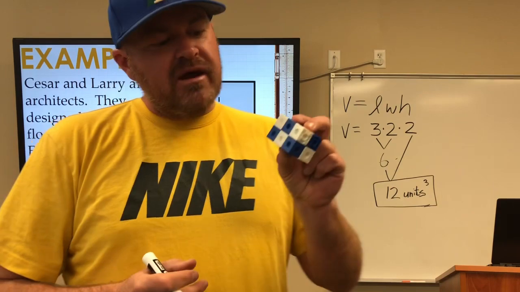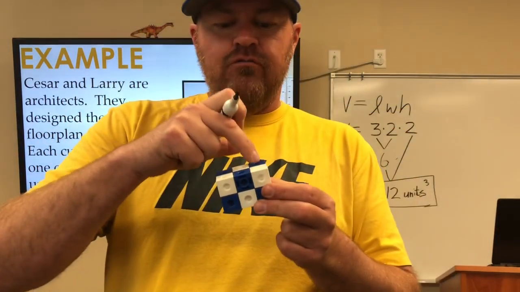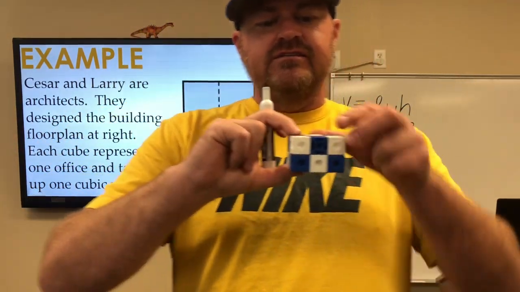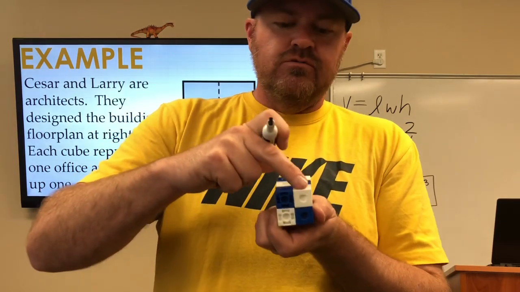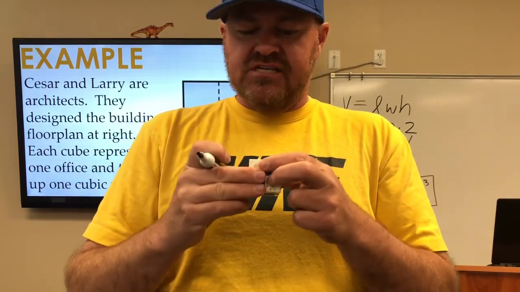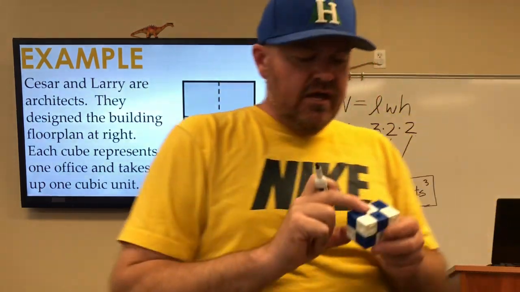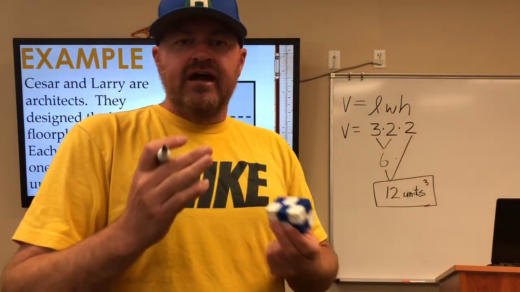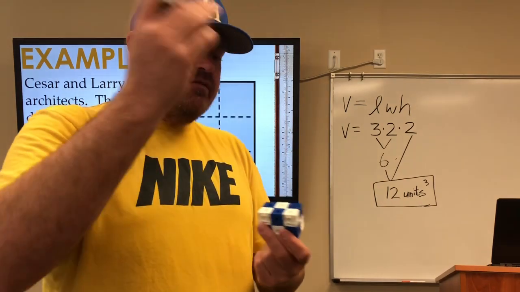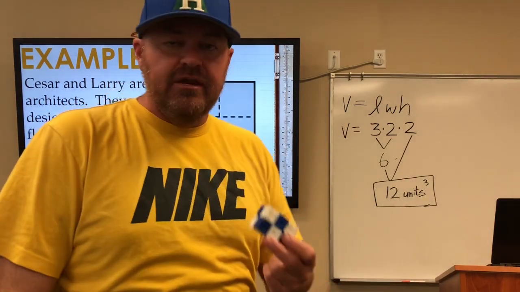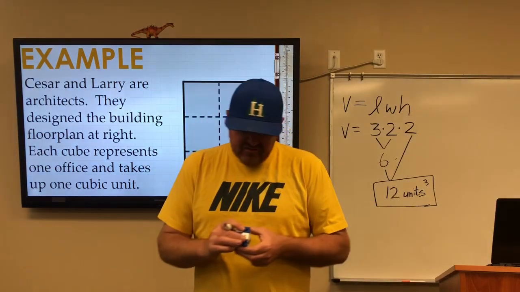And I can see that by looking at the shape, right? I can count it off: 1, 2, 3, 4, 5, 6. And if I flip it over, there's 1, 2, 3, 4, 5, 6. 6 plus 6 is 12. 12 units cubed, right? And it would be the same if they went on and added a 3rd story. We could then calculate using this formula how many units cubed the building would be at that point. So that's basically volume.